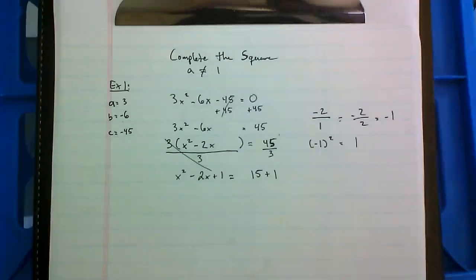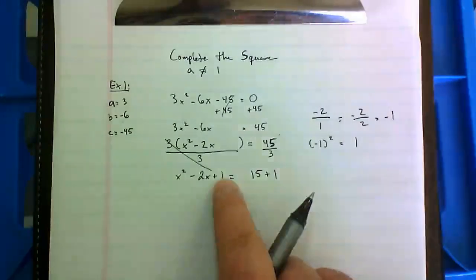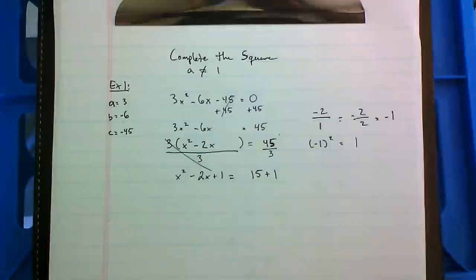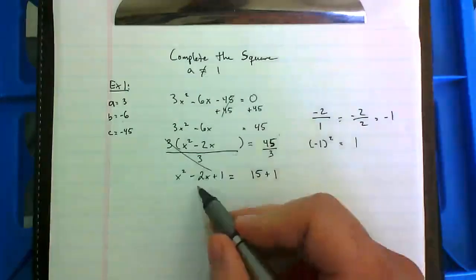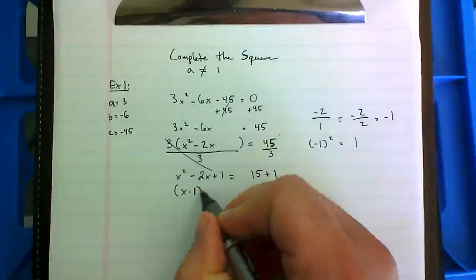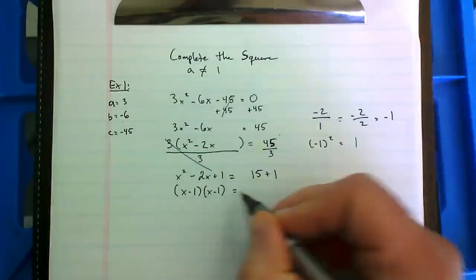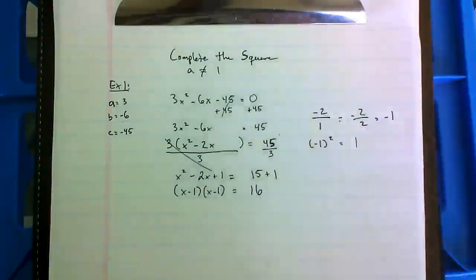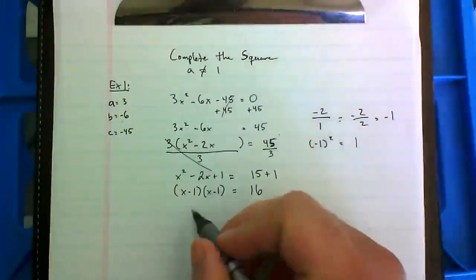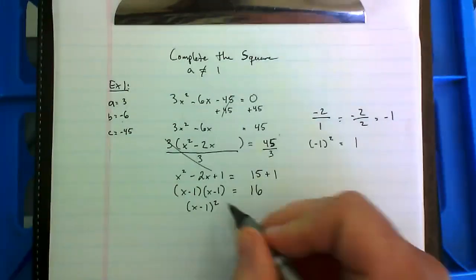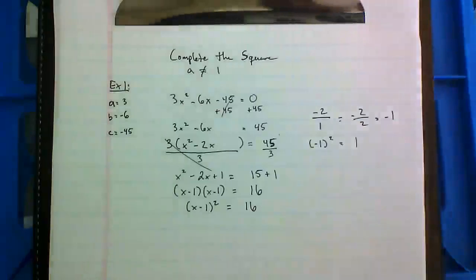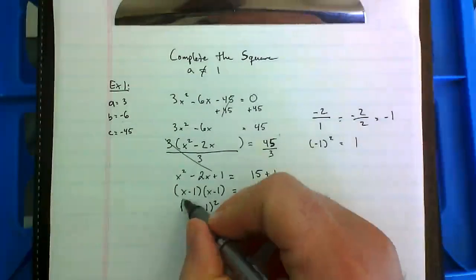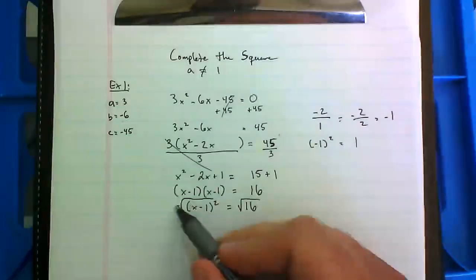So take half of B divided by A. So B divided by A is going to be -2 divided by A, which is 1, and that's -2, okay? And then we need to divide this by 2. So that's equal to -1. And then we need to square that -1. And that's going to give us a +1. And that's what we're going to add to both sides here. Okay? So we're going to add that to both sides.